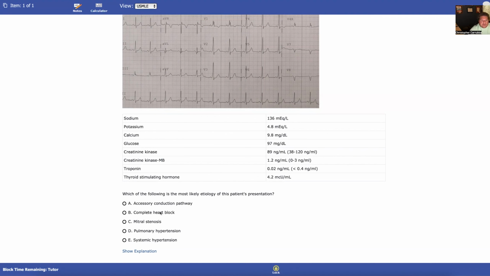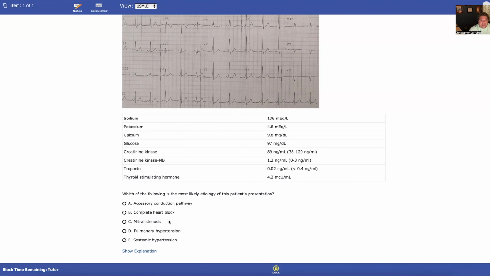But going through the activity, you could again say, okay, for heart block, I would expect to see dissociation between the P waves and the QRS complexes. Clearly, I don't see that here. We've got a P wave followed by QRS, P, QRS, and we notice that across the board.